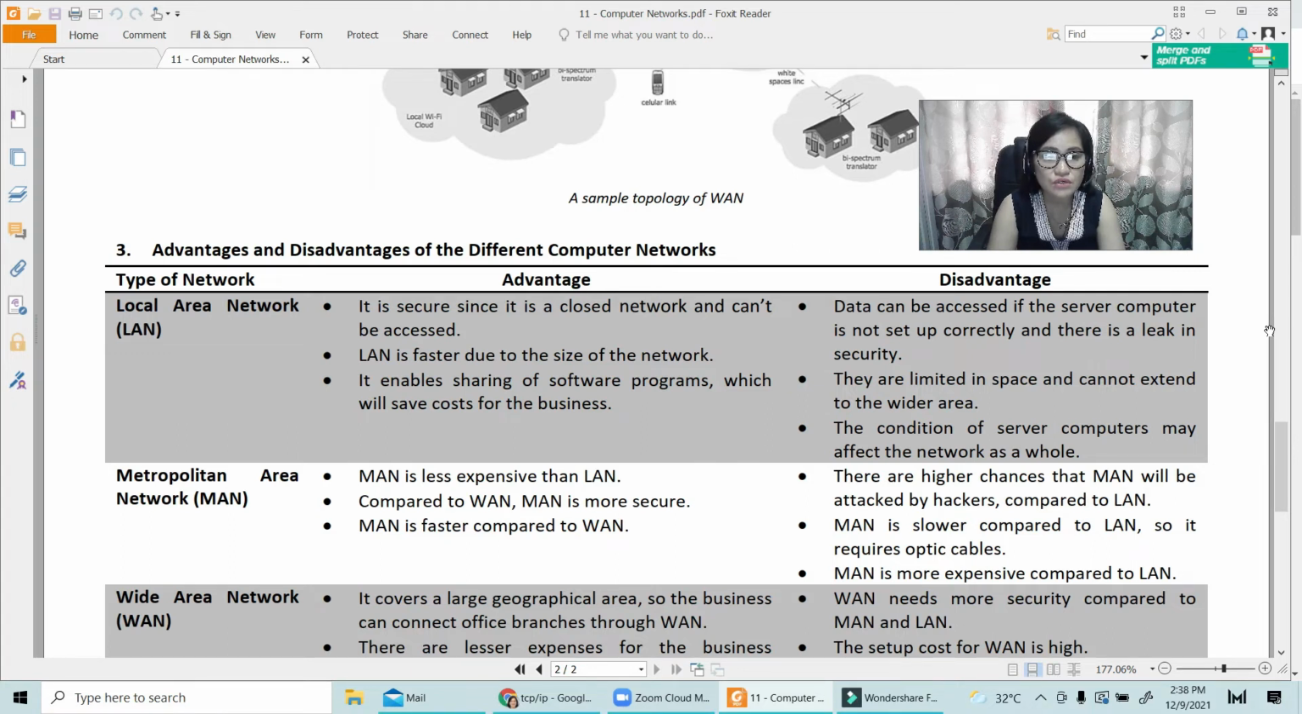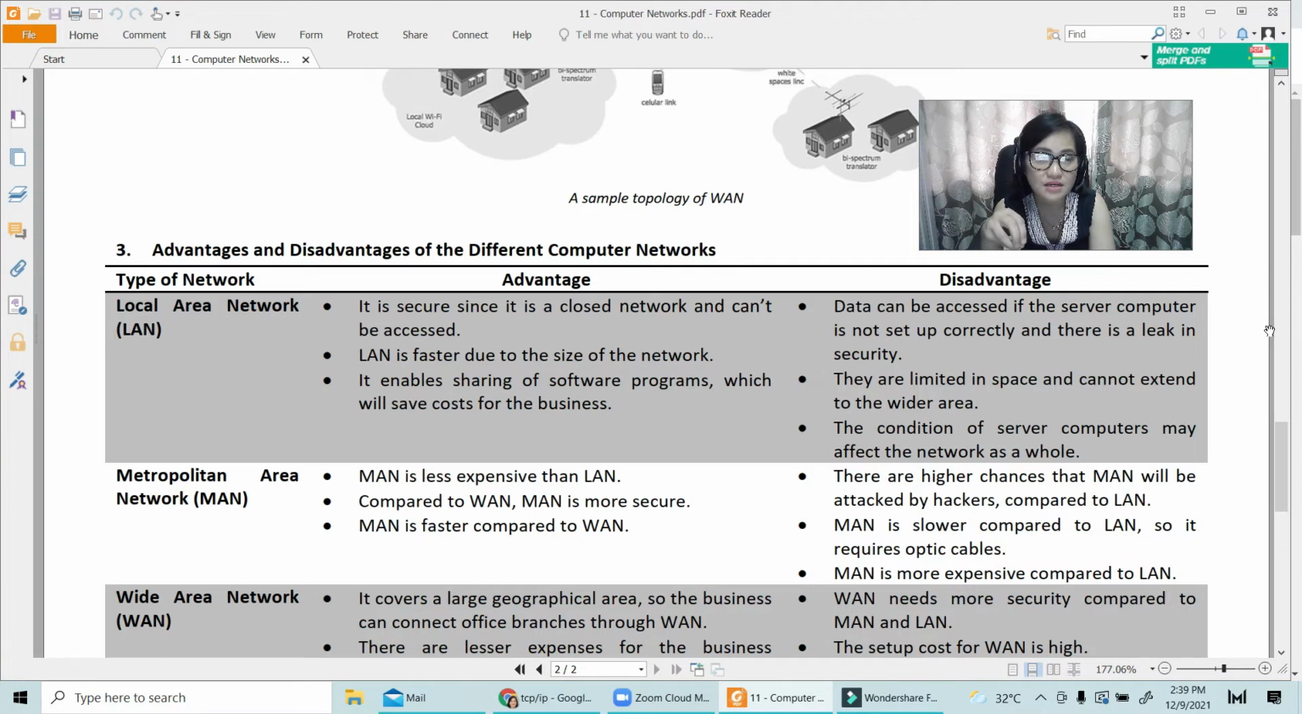The disadvantage of the local area network is that data can be accessed if the server computer is not set up correctly and there is a leak in security. No matter how close the network is, as long as the server is not set up correctly, the server, which is supposed to have control of all the computers locally connected, will not be in control, and computers can locally access other computers.